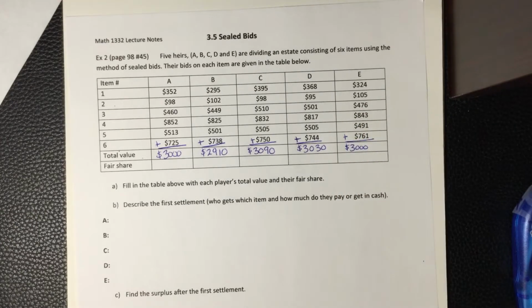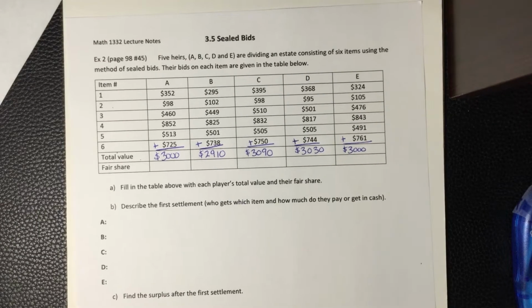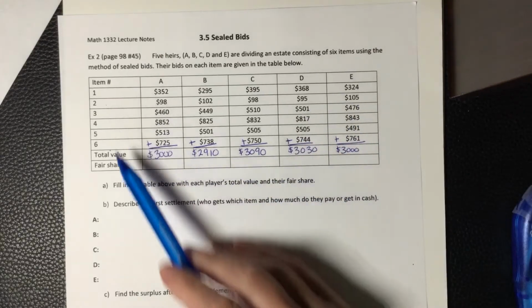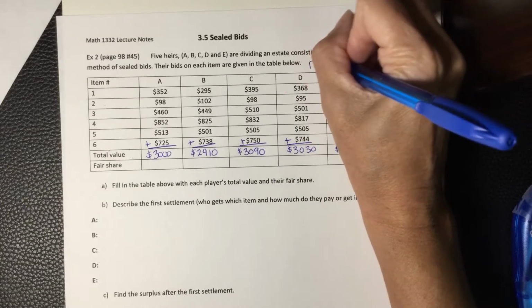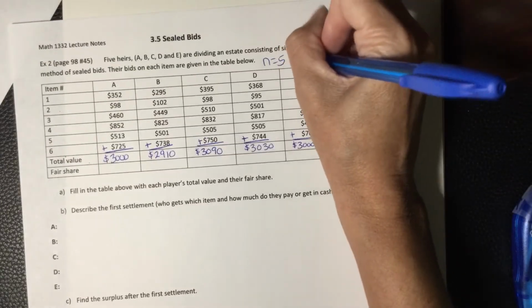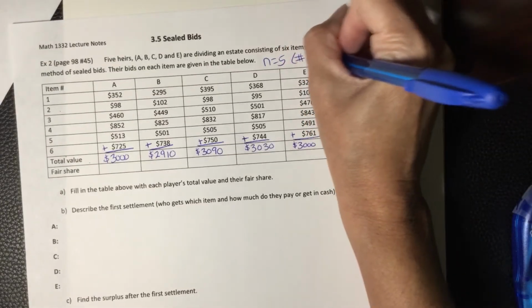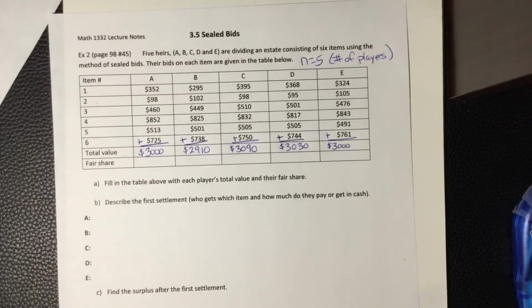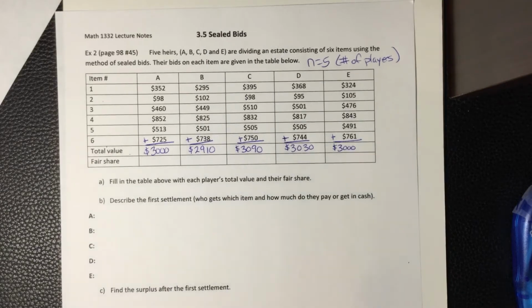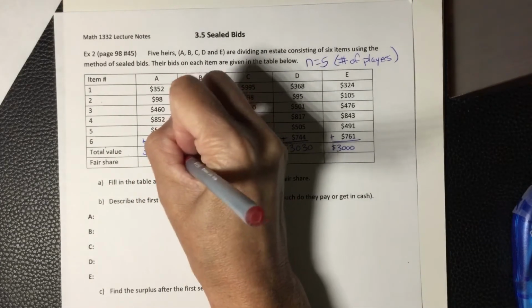Now to get the fair share, remember we divide by number of players. So there's 6 items, but there are 5 players. So N equals 5. And 5 is always number of players. It's really easy to divide by the wrong number, and if you do, it kind of train wrecks your entire problem. All right, so I'm going to go through each of these, and I'm going to divide by 5.